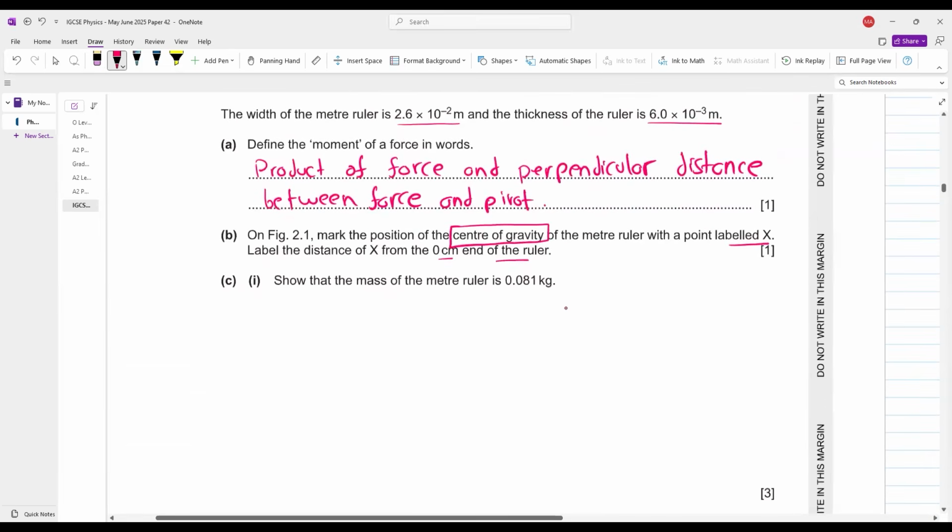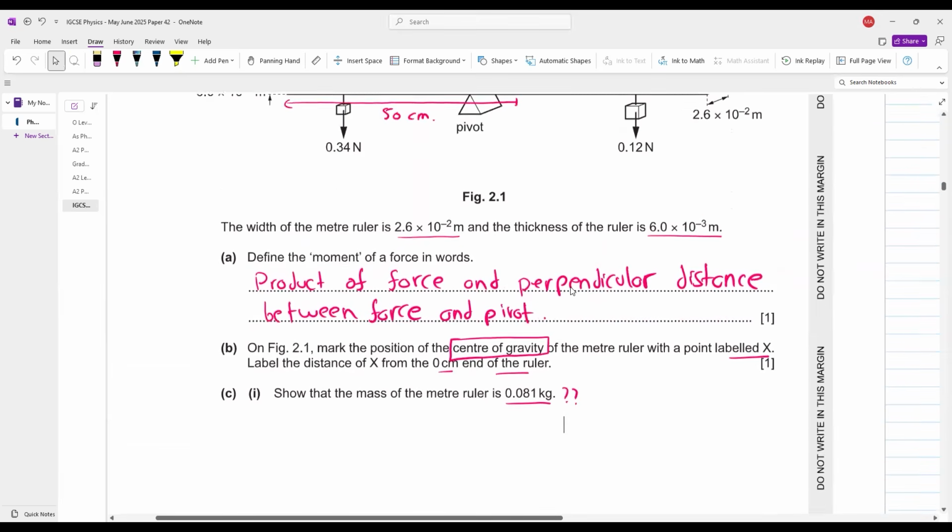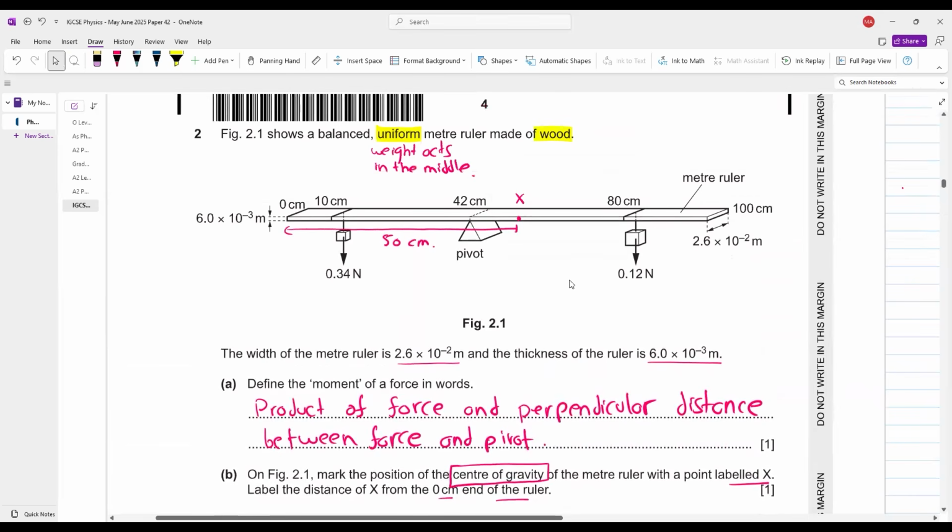Show that the mass of the meter rule is this. You have to calculate the mass of the meter rule. Sit back and relax. No need to panic. First of all, can you see that the meter rule is balanced?